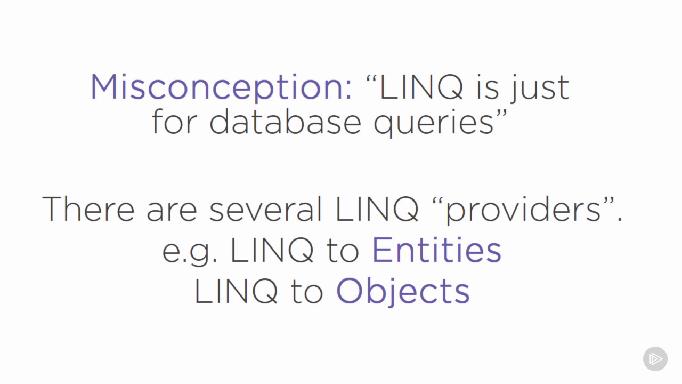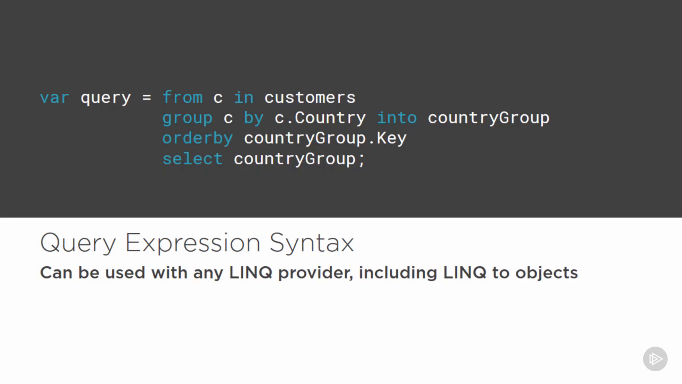But there's also LINQ to Objects, which basically means that anywhere you have an in-memory collection of objects, whether that be a list of strings or an array of customers, you can apply any of the LINQ extension methods to those objects. And this query expression syntax can be used against any LINQ provider. So if you want to use this SQL-like syntax without a database in sight, then you can.